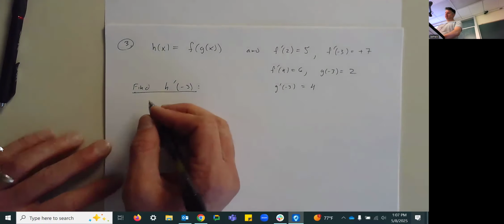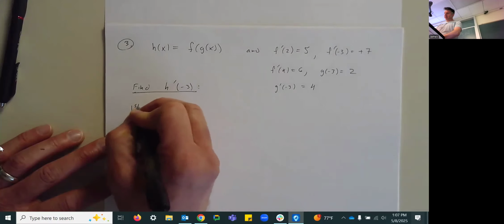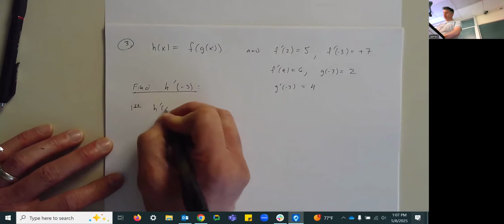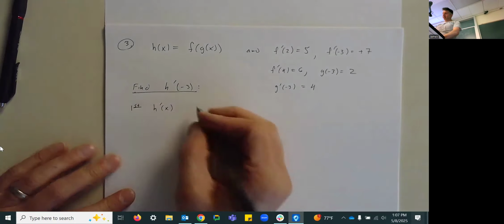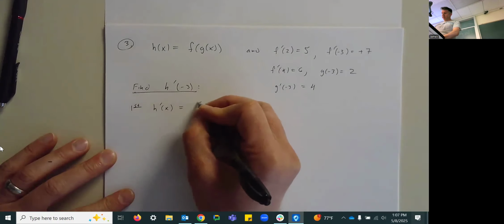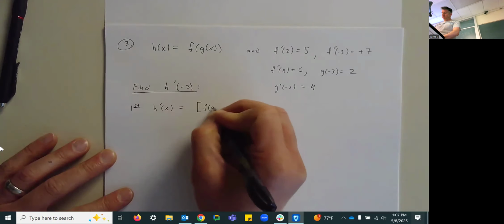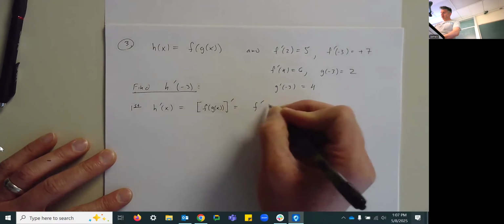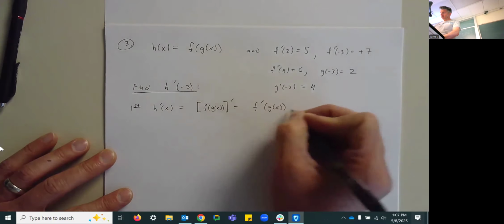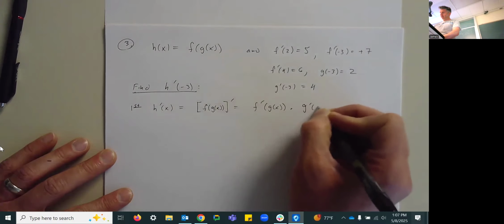So what I'm trying to find is, I'm going to first just think about finding h prime of x. I'm just going to write it out in terms of x. And then after I've written out the derivative the long way, I'm then going to plug in the value of x I need, which in this case will be negative 3. So my h prime of x is just the derivative of f of g of x, which is going to be f prime of g of x times g prime of x.